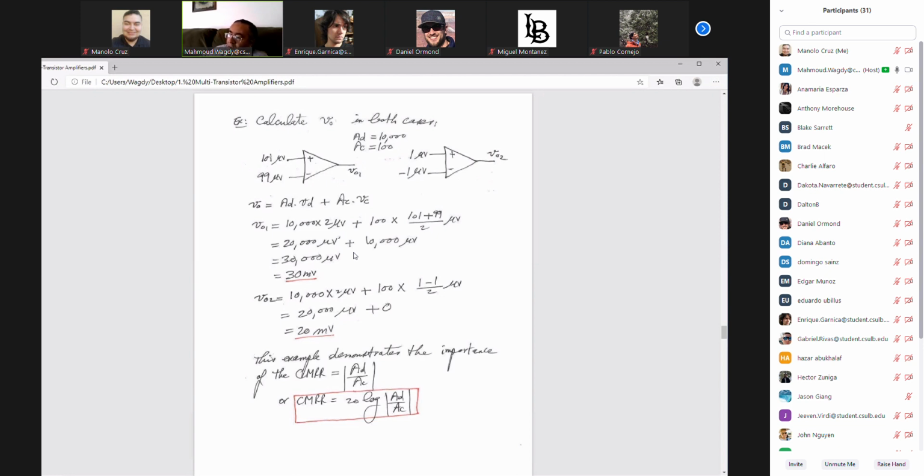The ratio between the differential component and the common mode component is called the common mode rejection ratio. Common mode rejection ratio. So that's called the figure of merit. Examples of a figure of merit: it's like student grades, A, B, C, D, whatever. These are figures of merit. It is an evaluation criteria.